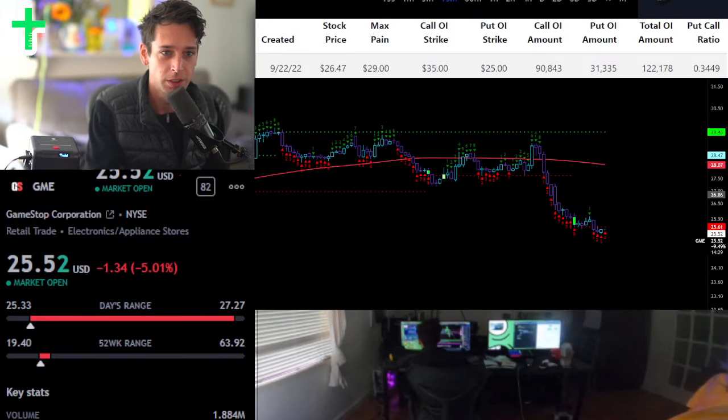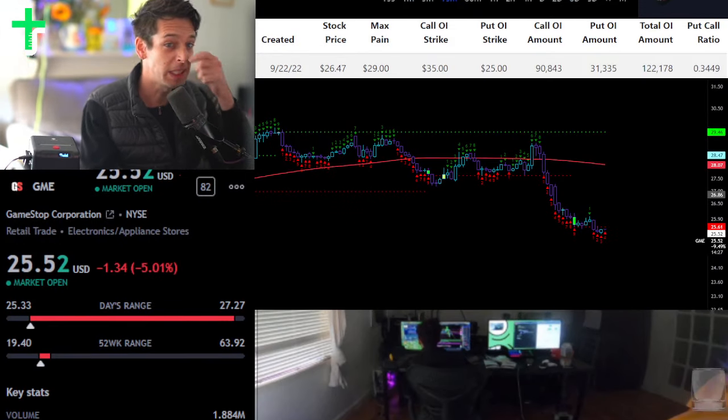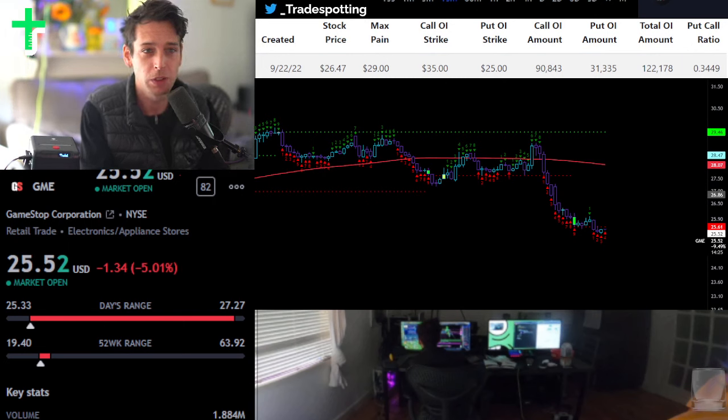Let's get into the charts. That is GME, and we're looking at 25.52. Similar picture with the open interest as we've seen recently, with the MaxPain still at 29. We're significantly below that. Call open interest, high strike 35.